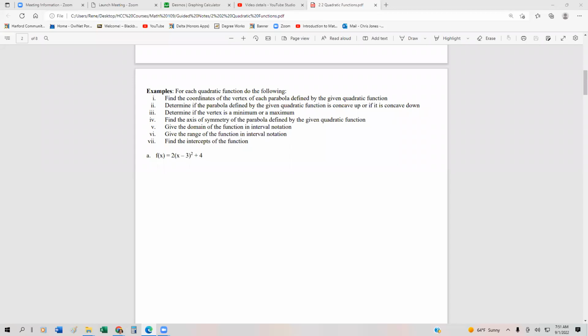In the last video, we took a look at all the basic information necessary to be able to work with quadratic functions. And in this video, we're actually going to utilize that information. Given the functional representation of a quadratic function, we're going to find the coordinates of the vertex. We're going to find if the parabola is concave up or concave down. And then also, we're going to determine if the vertex is a maximum or minimum of the graph of the parabola. We're also going to find the axis of symmetry, and the domain and range of the function. And then finally, this might be the most painful part, is finding the intercepts.